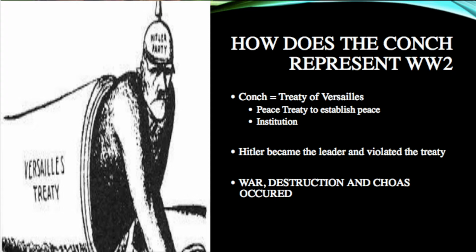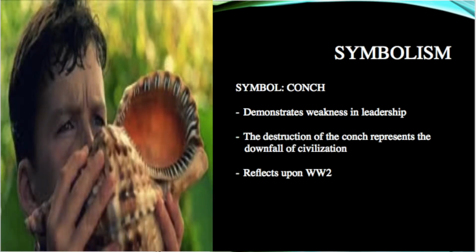To recap history class, for those who don't know what the peace treaty is: after World War I, the Allied powers and the Axis powers established the most important treaty, known as the Treaty of Versailles. This was to establish peace among the countries and to make Germany pay reparations. However, once Hitler became the leader of Germany, he violated the treaty, and as a result, it became abandoned, sort of ignored during World War II. World War II is a reflection of the novel because the conch symbolizes institution and democratic power.